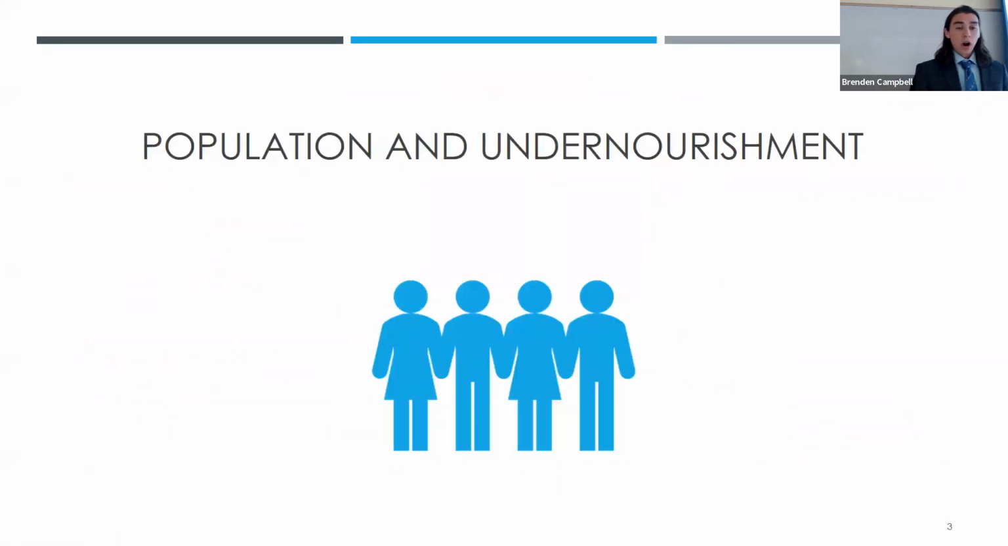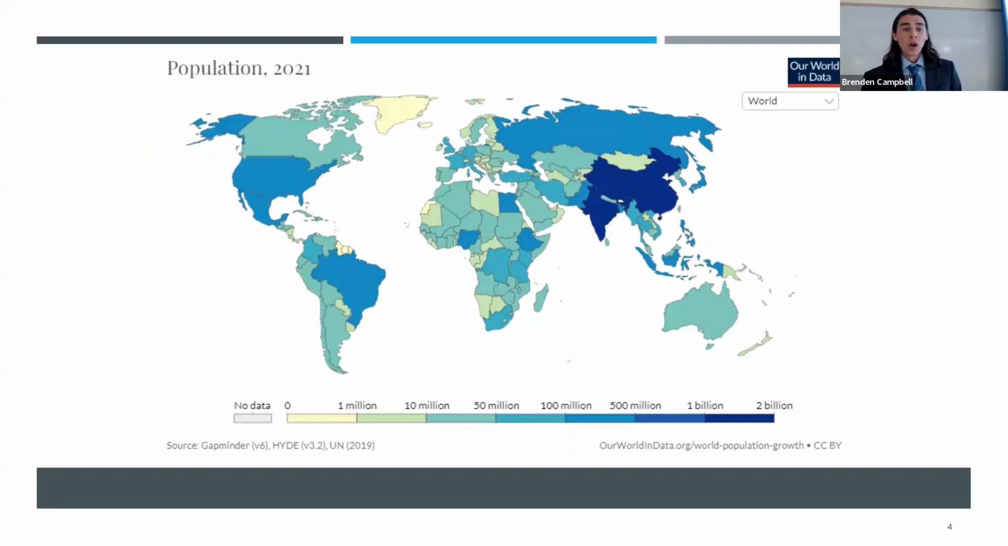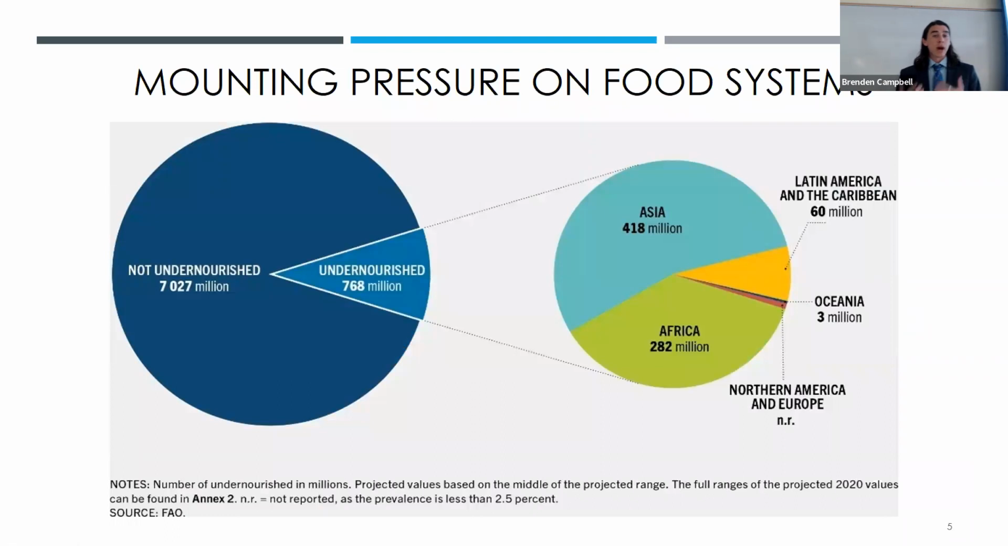So to dive into our problem statement and how all of this research ties in with broad scoping problems, I first want to talk about population and undernourishment. For population, the total population today as of 2022 is 7.9 billion individuals. And the United Nations has estimated that that population will rise to 9 billion by 2050, and now just under 11 billion people by 2100. This causes mounting pressure on food systems.